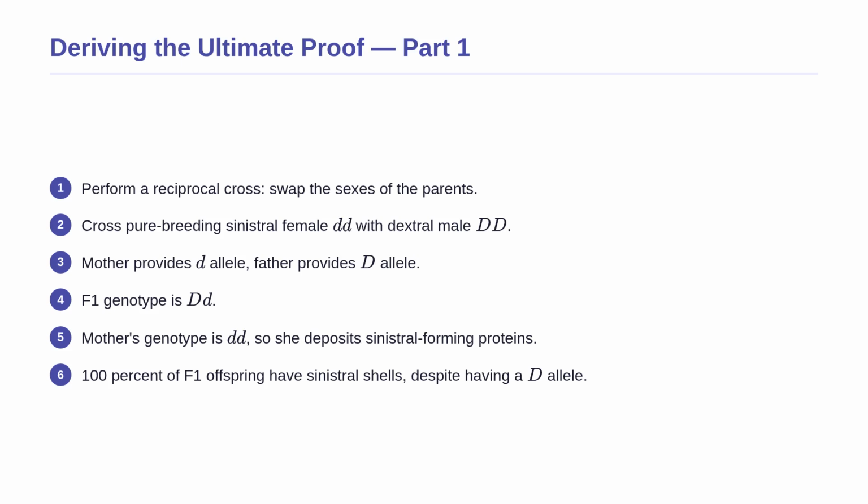So, we have seen the standard cross. This brings us to the ultimate proof of the maternal effect, the reciprocal cross. Geneticists perform this by swapping the sexes of the parents from the previous example. This time, we cross a pure-breeding sinistral female snail with a pure-breeding dextral male snail. Just like before, the mother provides a recessive allele, and the father provides a dominant allele, making the F1 genotype heterozygous. But what is their phenotype?